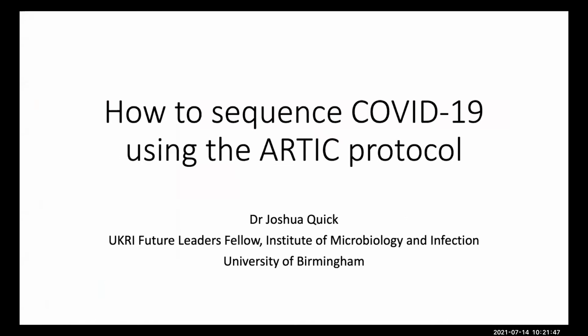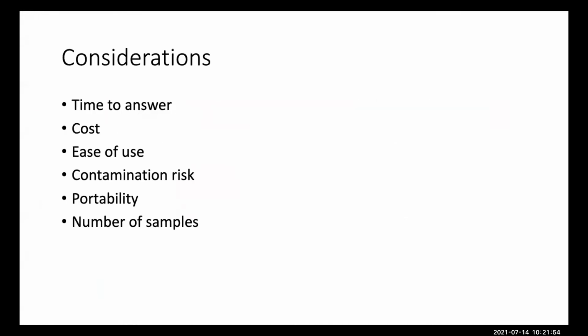That's good. Okay, well, thanks for the welcome, everyone. I'm going to give you a talk about the ARTIC protocol and how you can use it to sequence COVID-19. There are a couple of basic concepts I want to introduce first. The ARTIC protocol combines amplicon sequencing and nanopore sequencing. The reason we use those two concepts is because we want it to be really sensitive and really fast. Those are the main reasons for doing it.